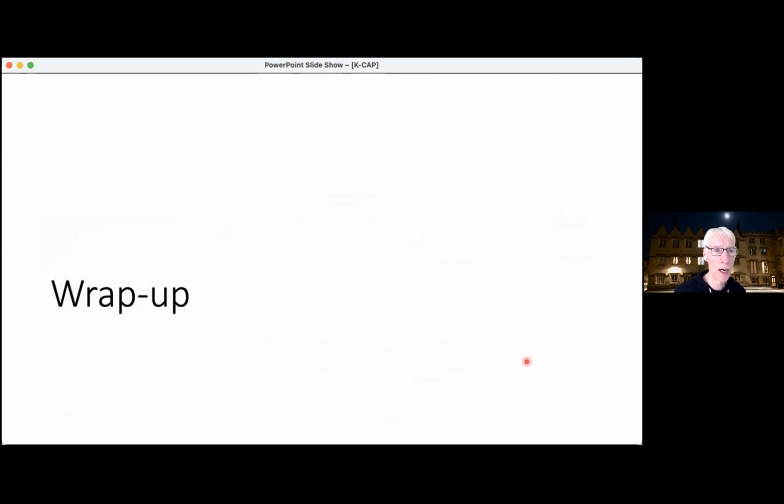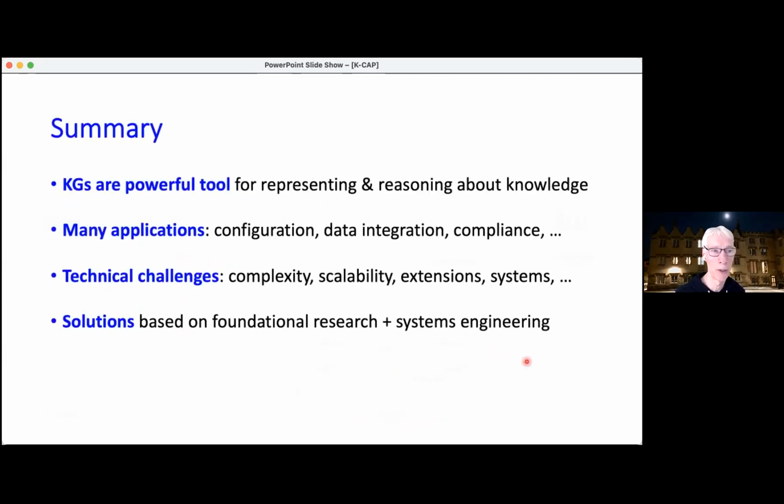Okay, so to wrap up, what do we have? In summary, knowledge graphs are a very powerful tool for representing and reasoning about knowledge. There are many applications. I showed you configuration, but there are also applications in data integration, compliance, financial services, a whole bunch of them. As I mentioned, there are many technical challenges which we've had to solve along the way, but hopefully we've managed to solve most of these problems by combining foundational research and solid systems engineering.